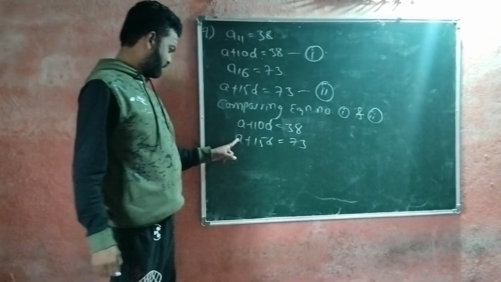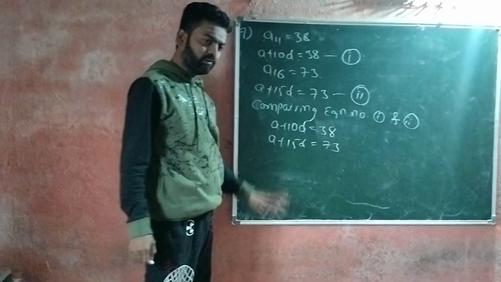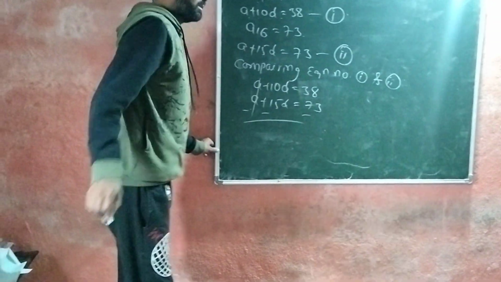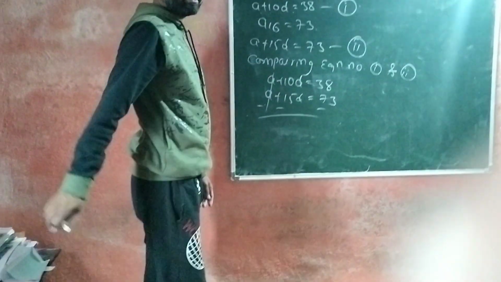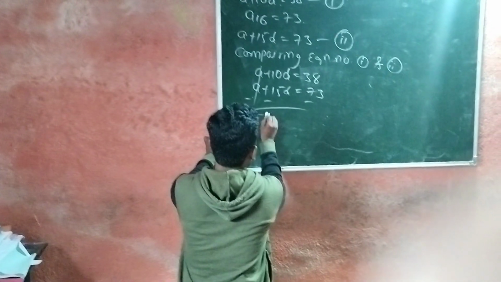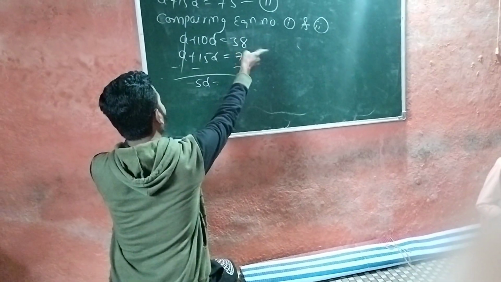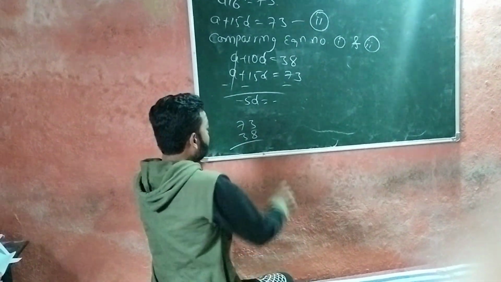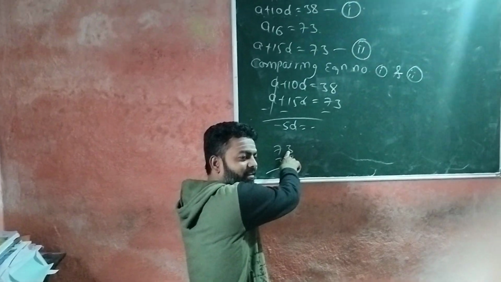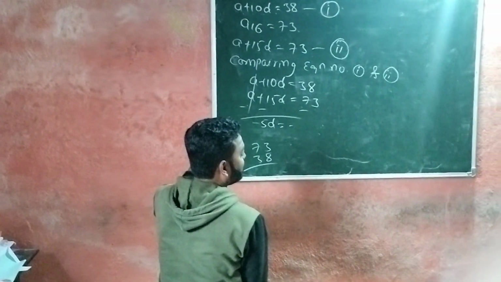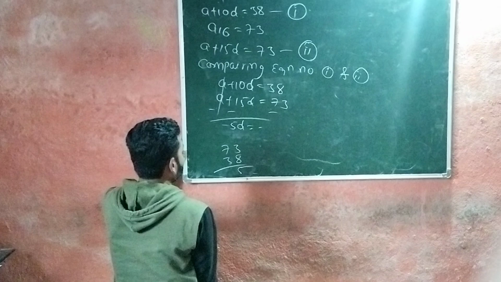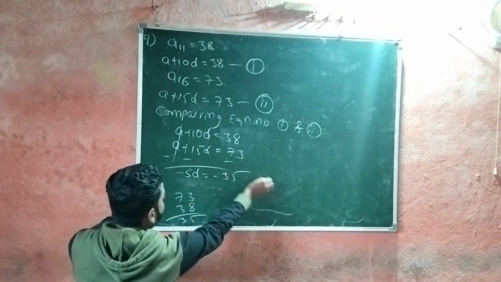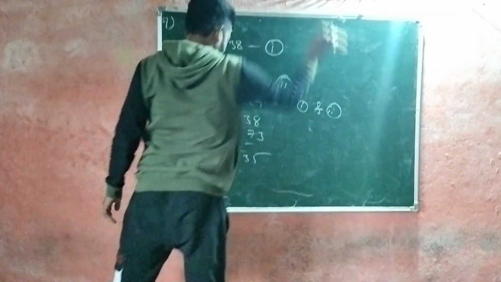So now, plus and minus. Plus and plus, the sign changes. Minus, minus, minus, plus, minus cancel. 10 minus 15 gives minus 5D. Minus 5D equals 38 minus 73. Subtract 38 from 73, that gives 35.